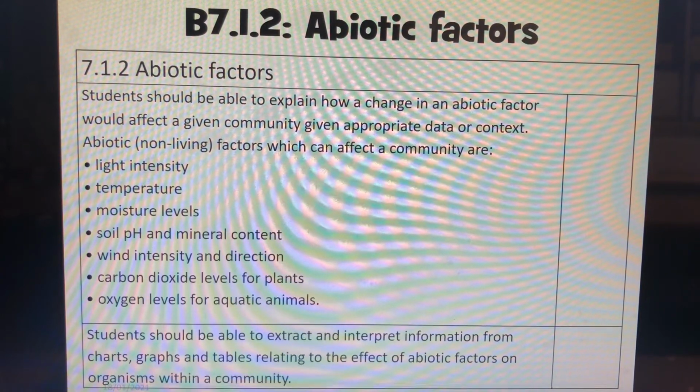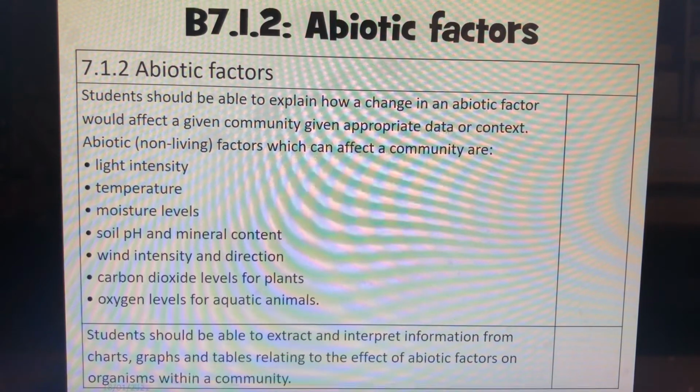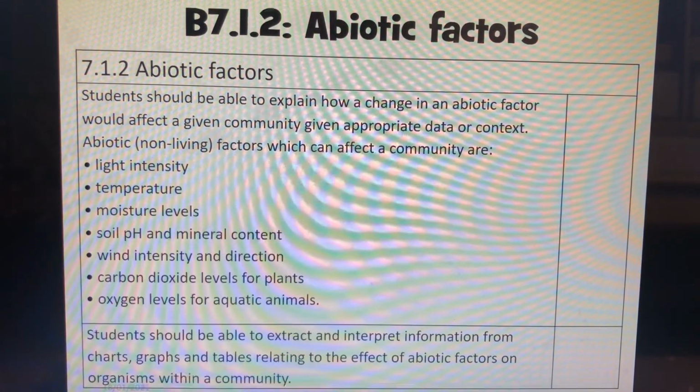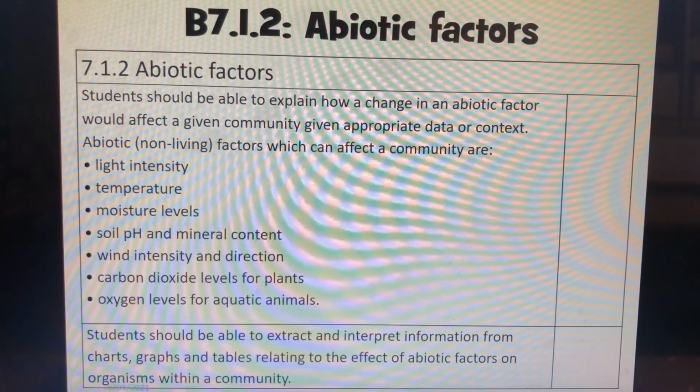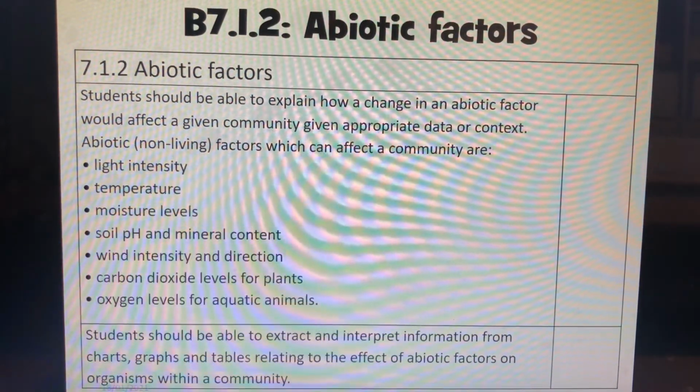And I'm going to be honest, today it's not the most exciting part of the topic. We're going to be talking about abiotic factors, and these are the non-living factors that affect a community. Okay, so we're going to talk through each of these in turn. It won't actually be a very long lesson, so that's one of the benefits of it, but we do have to get through these abiotic factors even if they're not that exciting.